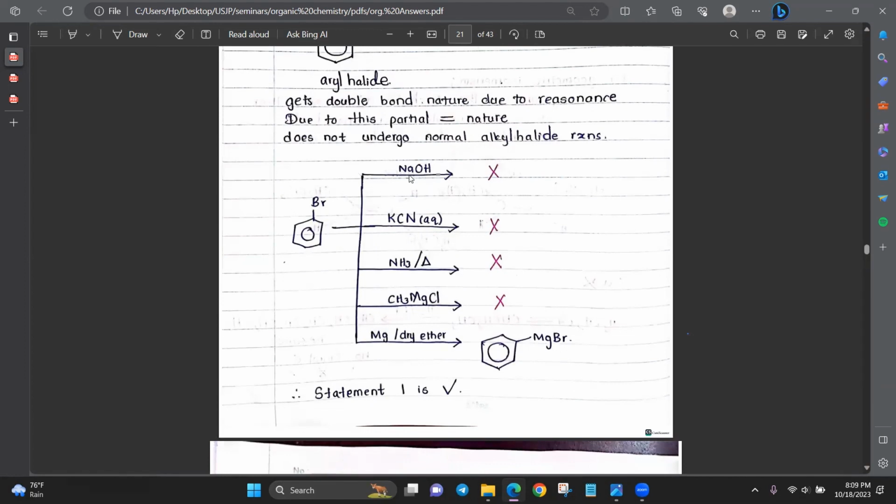So what are the normal alkyl halide reactions? I have given some. I think all which are there in the resource book are there here. So these reactions are undergone by normal alkyl halides, but not by aryl halides, right? That's why I have put crosses here. But magnesium and diethyl ether can react with this and form the Grignard reagent, right?